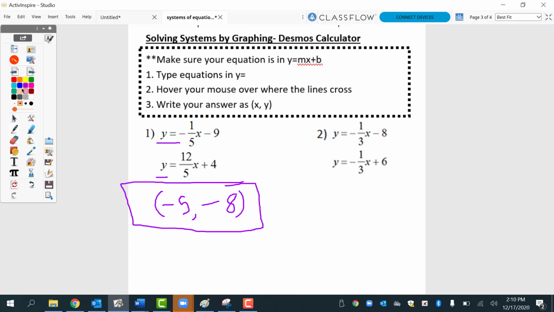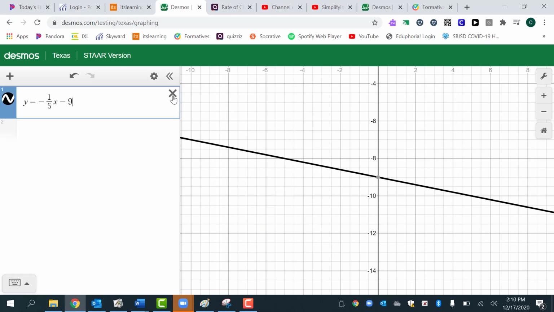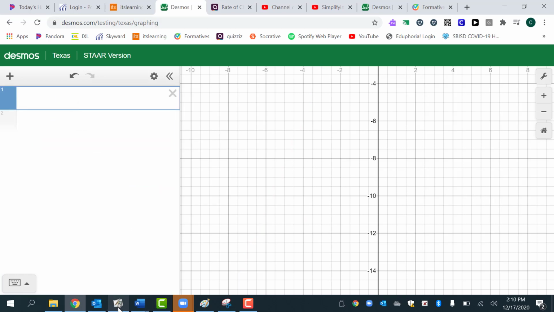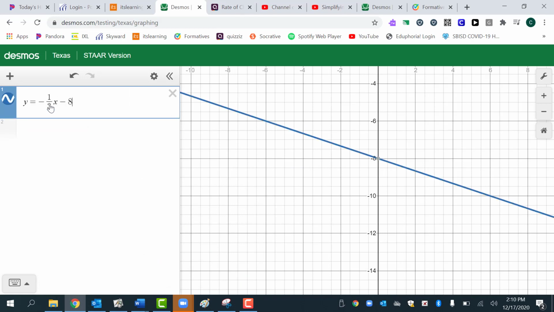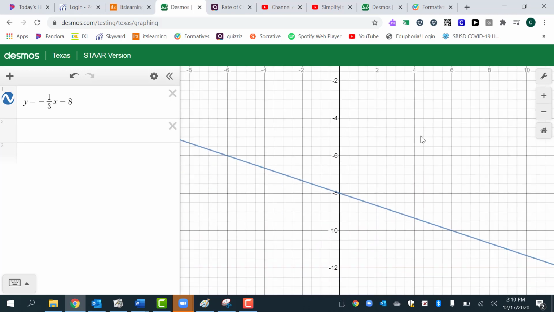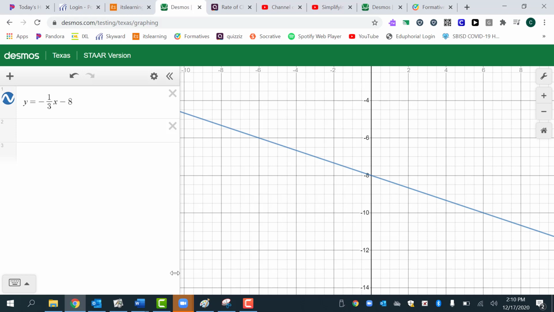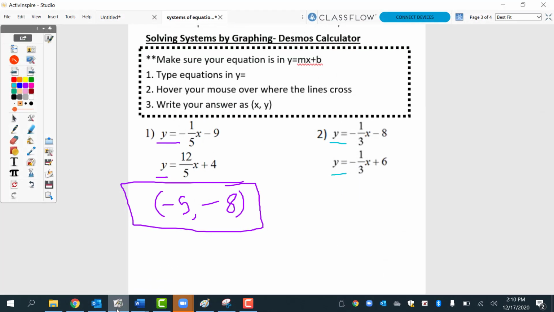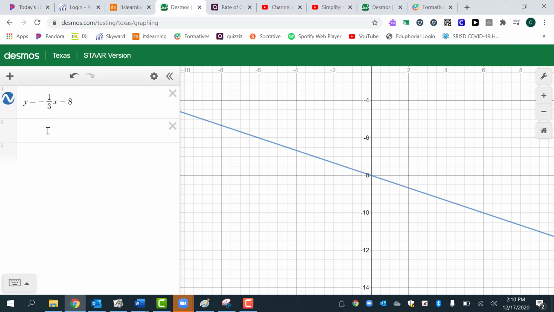Okay, let's try another one over here. So here are our equations. They are already solved for y. So we're going to go ahead and type them in. I'm going to delete, and here we go. The first one was y equals negative 1/3 x minus 8. And yes, if you click and drag the graph, it will move wherever you need to see the graph. And then the other equation was y equals negative 1/3 x plus 6.